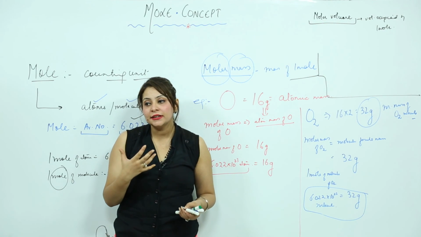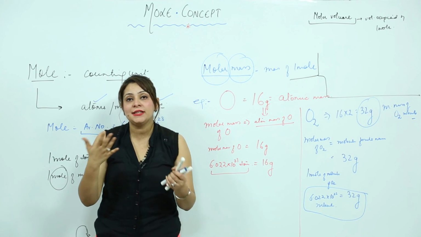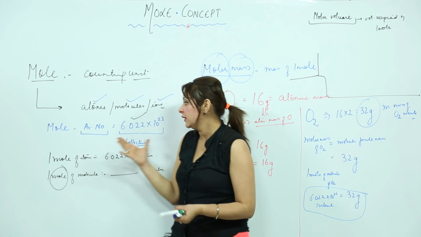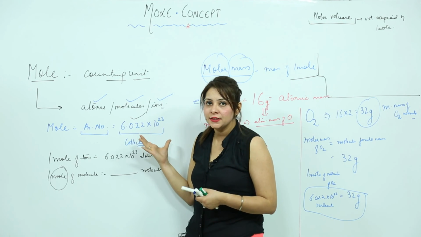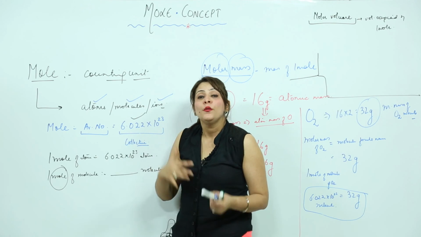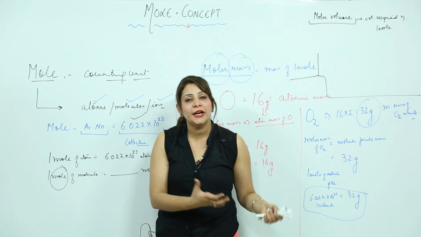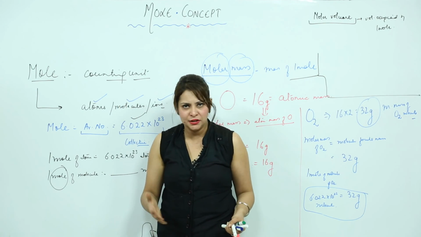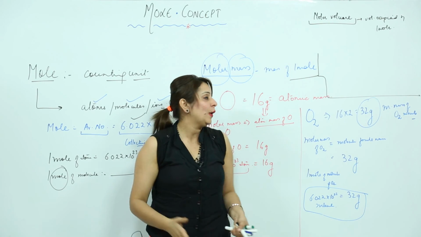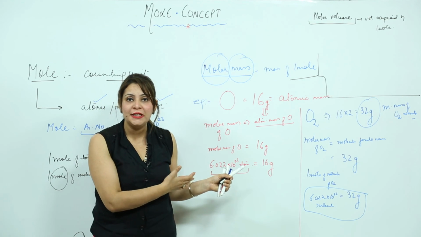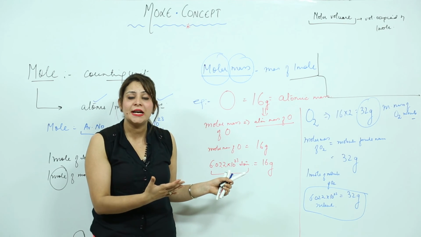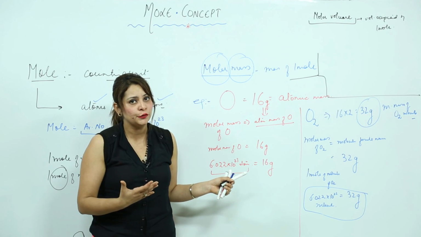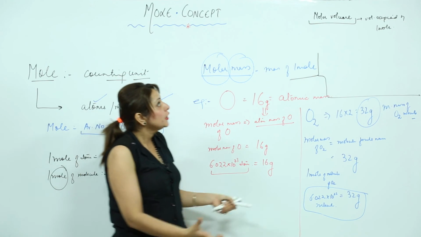Now, the mole signifies a proper number, right? It is 6.022 × 10^23. Whether we talk about oxygen, nitrogen, or any other element, it is going to remain the same. Likewise, the molar mass is also going to remain the same. It will depend upon the atomic mass of the atom or the molecular mass of the molecule. Now, what about molar volume?